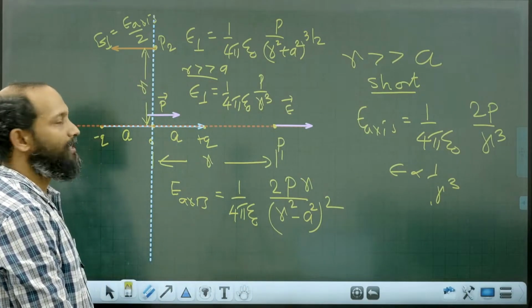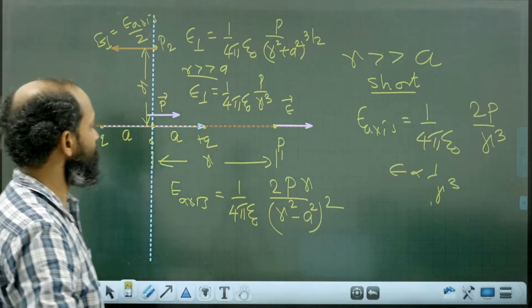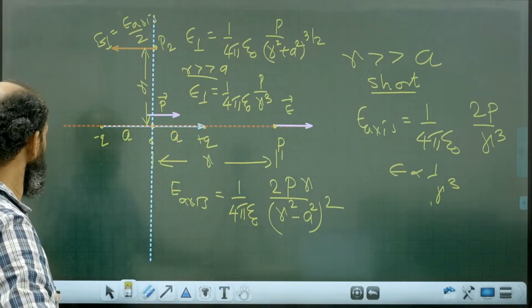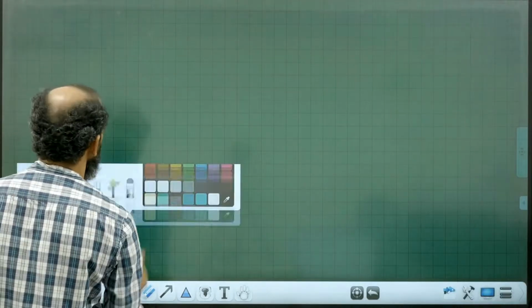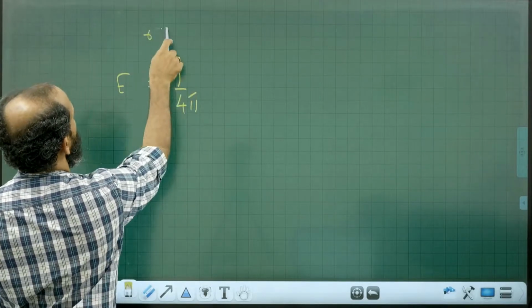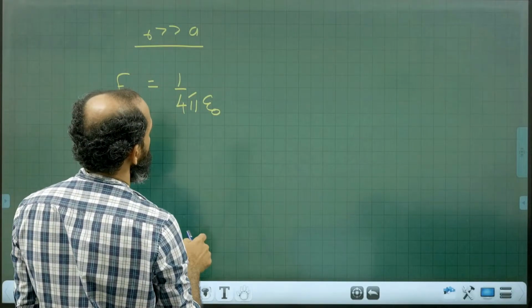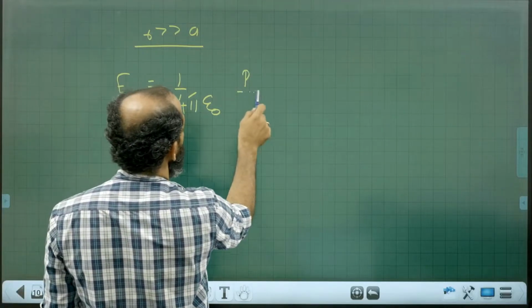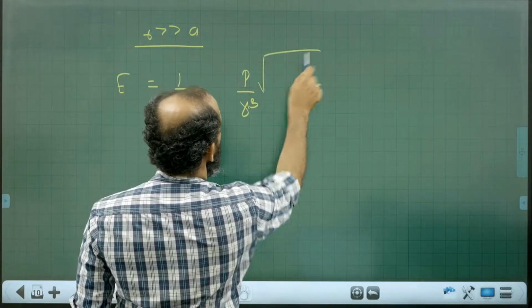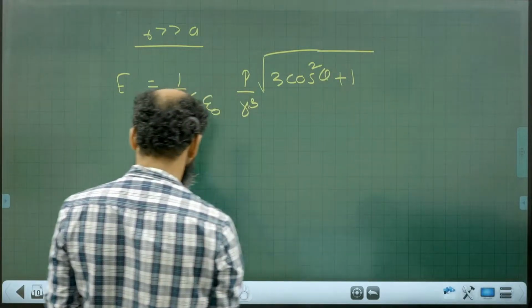Okay, that's all about field due to dipole along the axis and also bisector. You can form a general formula for field. For short dipole, R much greater than A, 1 by 4 pi epsilon 0 P divided by R cube into root of 3 cos square theta plus 1.